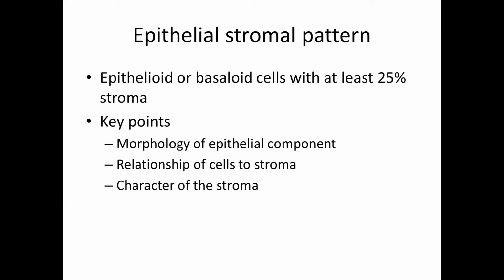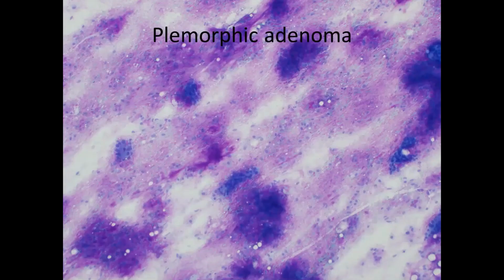So to distinguish these two neoplasms that fall within the epithelial-stromal pattern, the key things you're going to want to assess are the morphology of the epithelial component, the relationship of the lesional cells to the stromal material, and also the character of the stroma. Those three things are important to make this distinction between a PA and adenoid cystic. The morphology of the epithelial component, relationship of cells to the stroma, and also the character and the texture of the stroma.